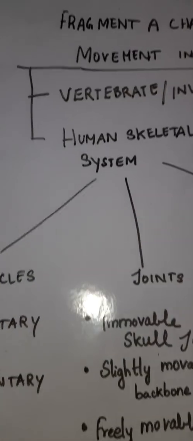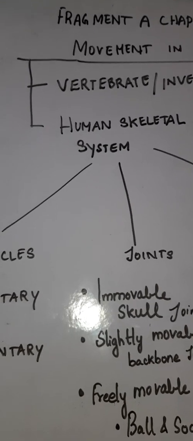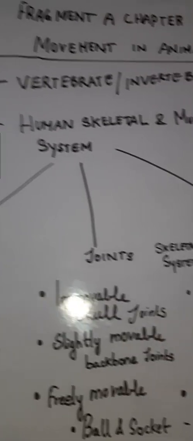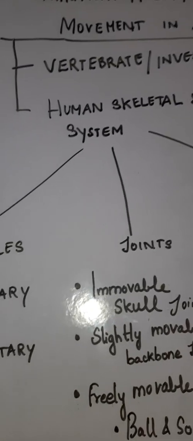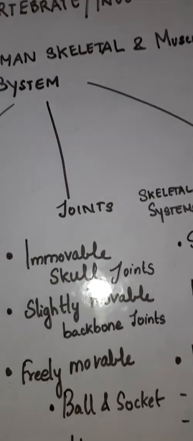Hi guys, so we continue with fragmenting a chapter and learning. This is a continuation of movement in animals. Here we can again put a tree kind of structure for the human skeletal system and muscular system.